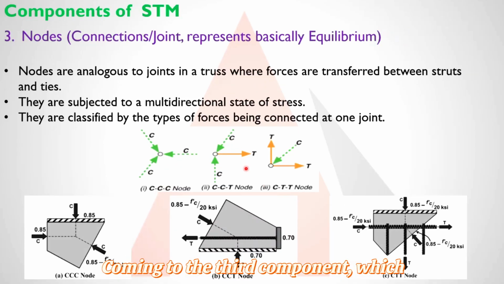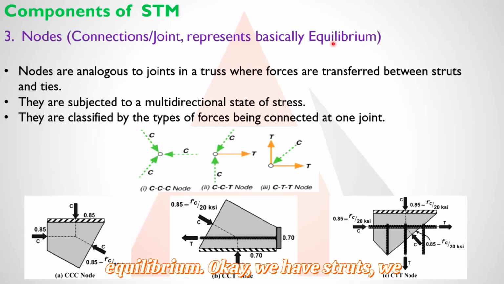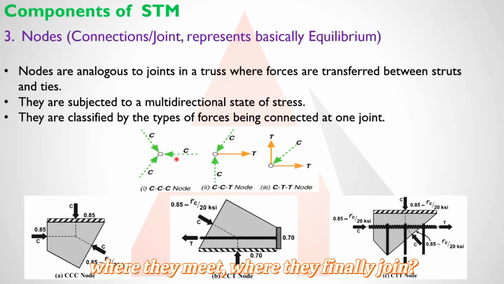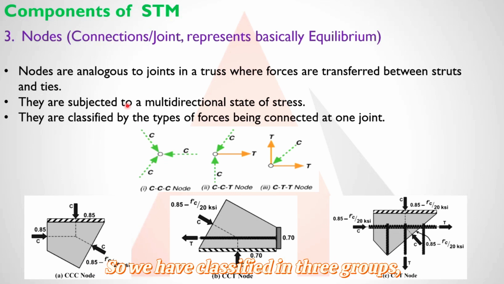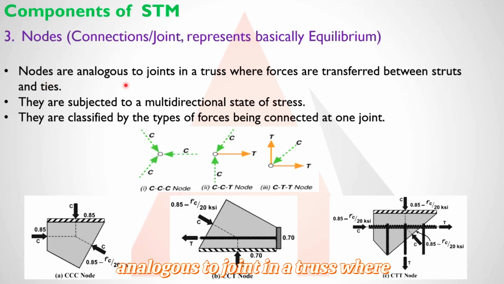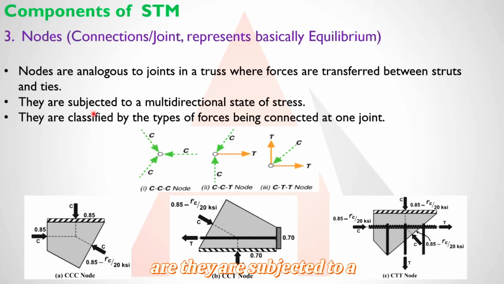Coming to the third component, which is nodes. These are connections or joints which basically represent the equilibrium. Okay, we have struts, we have ties, but what about those points where they meet, where they finally join? So we have classified nodes in three groups. We will study about these in upcoming slides as well. Nodes are analogous to a joint in a truss, where forces are transferred between struts and ties. As a joint, we will have a transfer mechanism and we will have an equilibrium as well. They are subjected to a multi-directional state of stress.